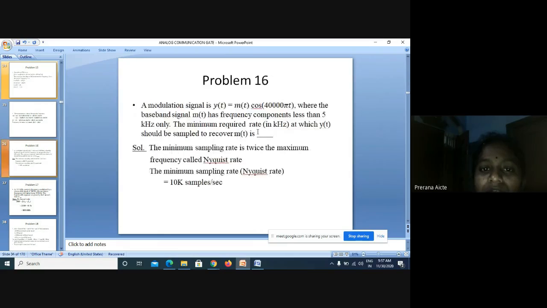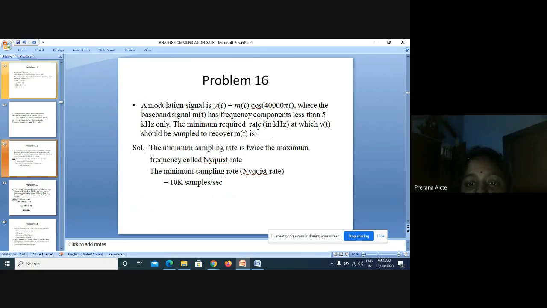Okay. Now we'll go with another example. Say a modulation signal y of t equal to m of t cos of 40k pi t, where the baseband signal m of t has frequency components less than 5 kilohertz only. The minimum required rate at which y of t should be sampled to recover m of t is?